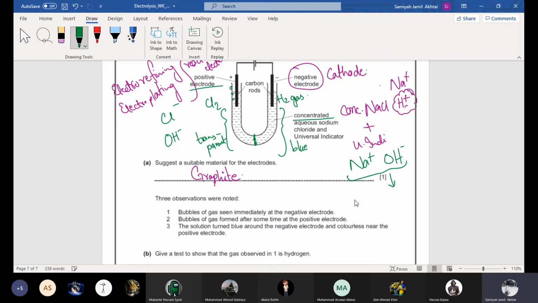I told you that these two ions are known as spectator ions, the ions which are left in the solution. So these two ions will react to form sodium hydroxide on the cathode side. That's why it turned blue. And the other side is transparent because there are just ions present on this side.